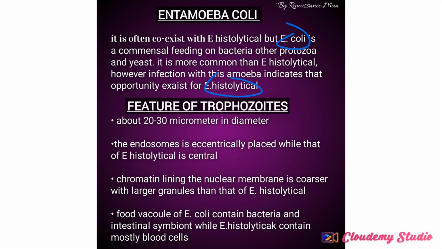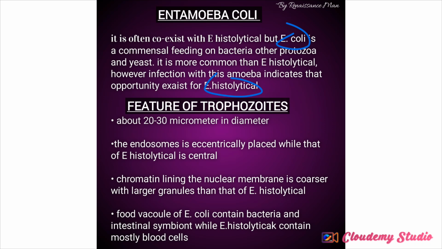Now, let's talk about the features of their trophozoites. They also have trophozoite form. They are about 20 to 30 micrometer in diameter, and they are identical to Entamoeba histolytica, but their nuclei is different. Now, the endosome of Entamoeba coli is eccentric. That is, it is not at the center, but the endosome of Entamoeba histolytica is at the center. You understand? It is at the center. The chromatin lining the nuclear membrane is coarse with larger granule than that of Entamoeba histolytica.